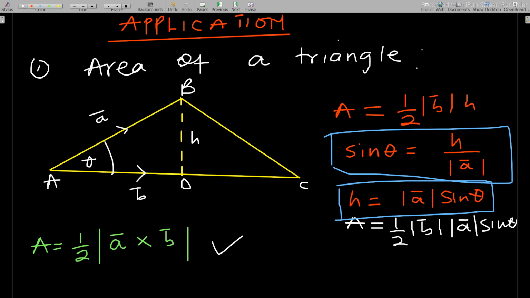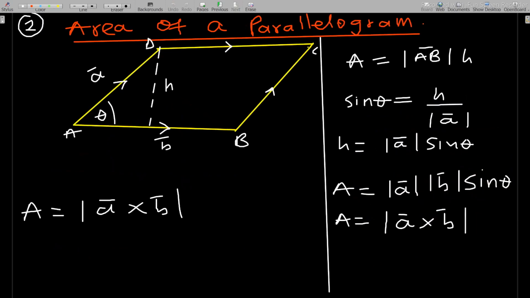Okay, and the next one is the area of a parallelogram. So for the parallelogram, the area is given by the base times the height. But you know that from A to B, the distance will simply be the magnitude of b, so that one you don't have any problem. That is when you have two vectors represented on two adjacent sides of a parallelogram, and the angle between them is theta.